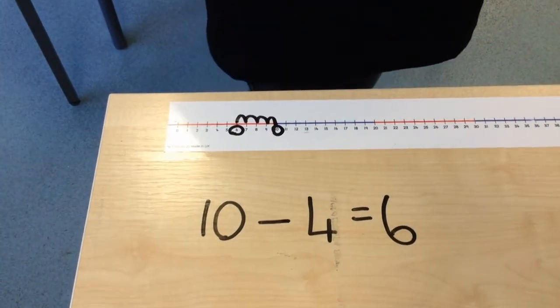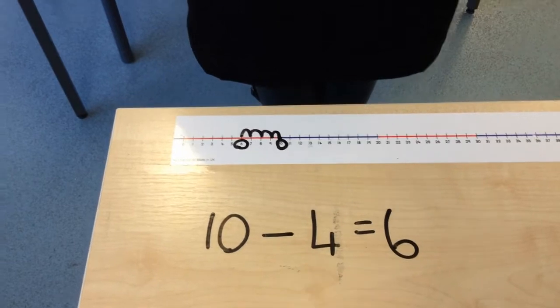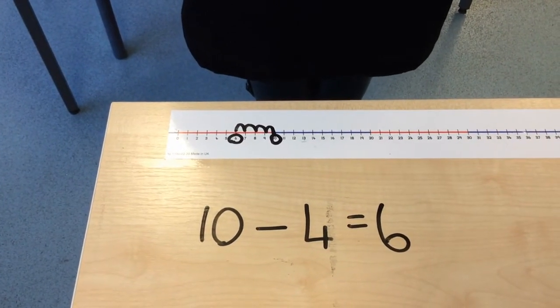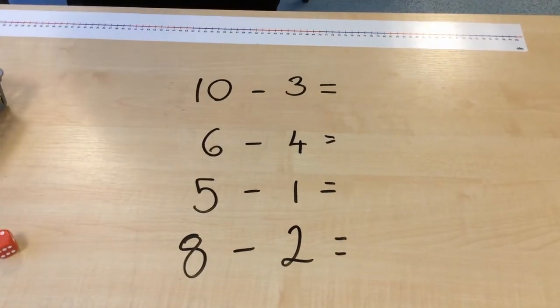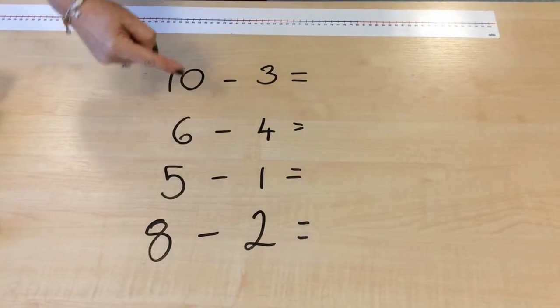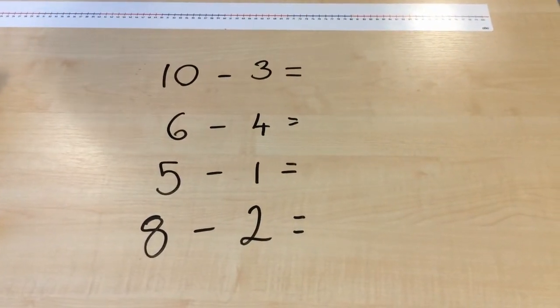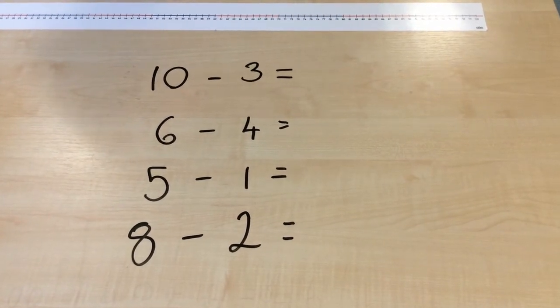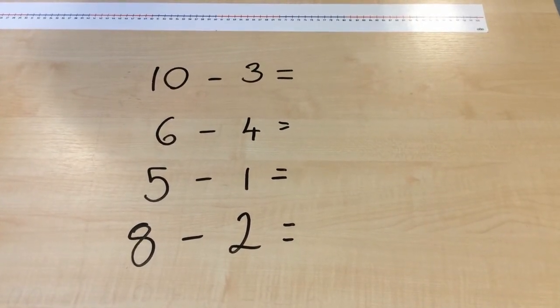Okay, for your activity now, I would like you to try some of these takeaways on your number line. You've had a go at a couple on your own. I'd like you to have a go at these 4, and if you can show me on a number line and then post them back to us on the YouTube channel, we'd like to show them and give you some merit. So go on, have a go.